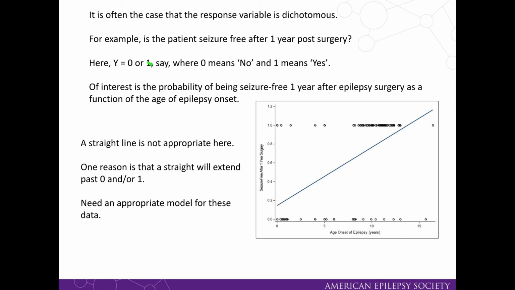So y could equal 0 or 1, say, where 0 means no and 1 means yes. Of interest is the probability of being seizure-free 1 year after epilepsy surgery as a function of the age of epilepsy onset. Well, that looks kind of interesting. But if you do a regression here, if I draw a straight line, notice I've only got zeros and ones on the y-axis. A straight line doesn't look very promising. One reason is that a straight line will extend past 0 or 1, and so we will need an appropriate model for data like this.